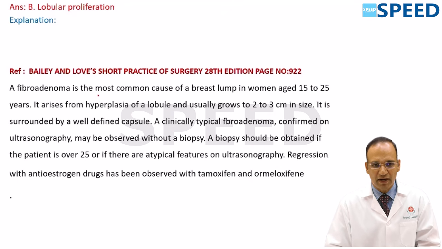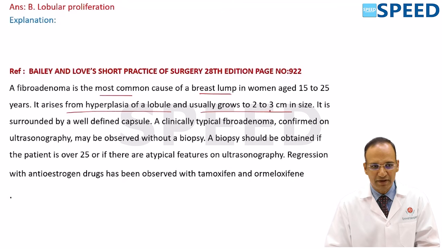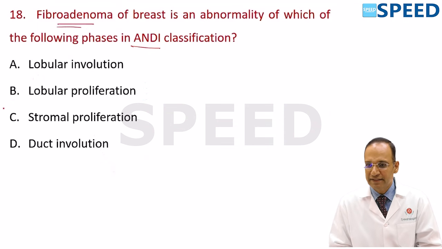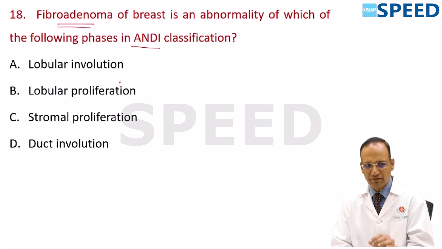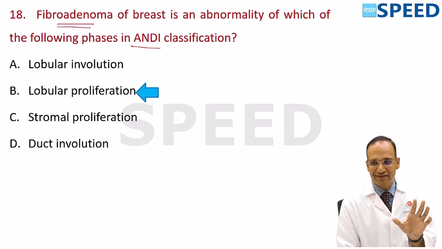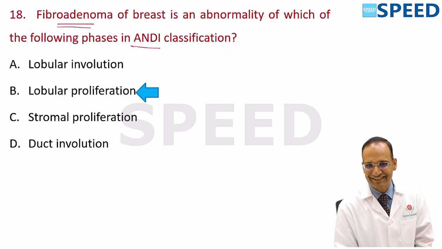Fibroadenoma is the most common cause of breast lump in women of 15 to 25 years. It arises from hyperplasia of the lobule, usually grows 2 to 3 cm in size, and is surrounded by a well-defined capsule. A clinically typical fibroadenoma is confirmed by ultrasonography and may be observed without a biopsy. A biopsy should be obtained if the patient is over 25 years or if there are atypical features on ultrasonography. Regression with anti-estrogen drugs has been observed with tamoxifen and raloxifene. So what is asked here? In a fibroadenoma, in the phases of ANDI, it is the lobular proliferation which is the most classical. Actually, it is hyperplasia, but the closest answer here is lobular proliferation. Is it clear?